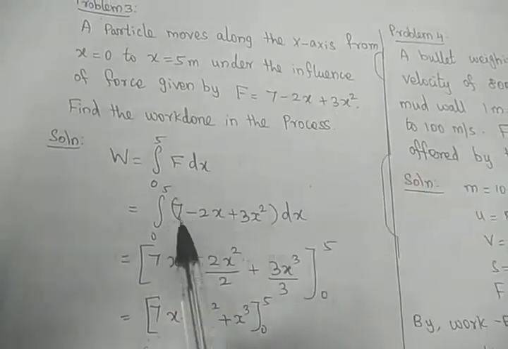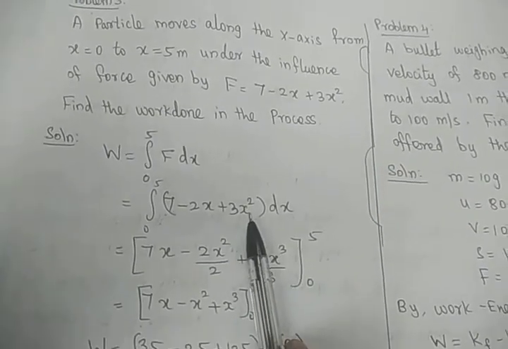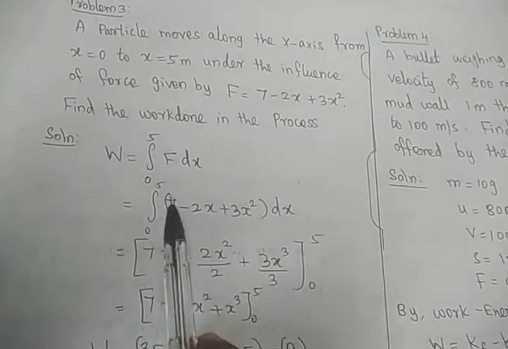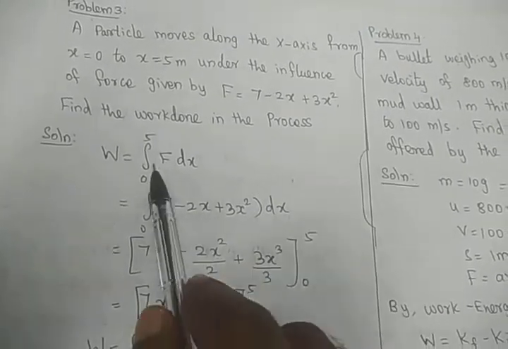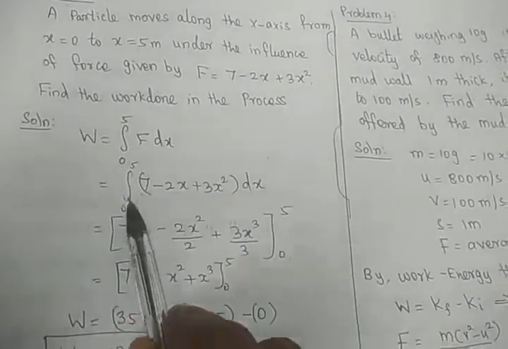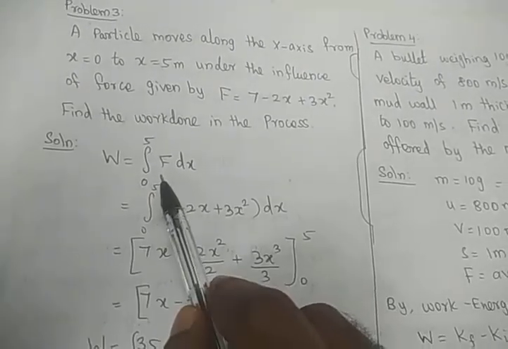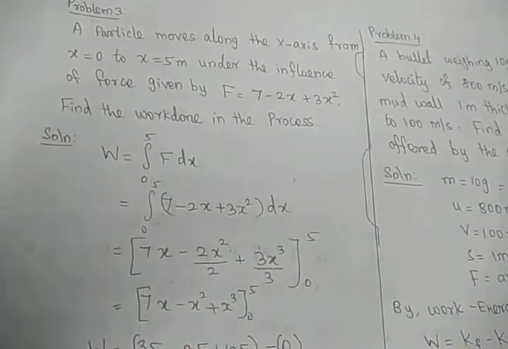So F is equal to 7 minus 2x plus 3x squared, a variable force. For displacement the force is variable, so we have to use integration. Integral, initial position 0, final position 5. So this is what I represent here.